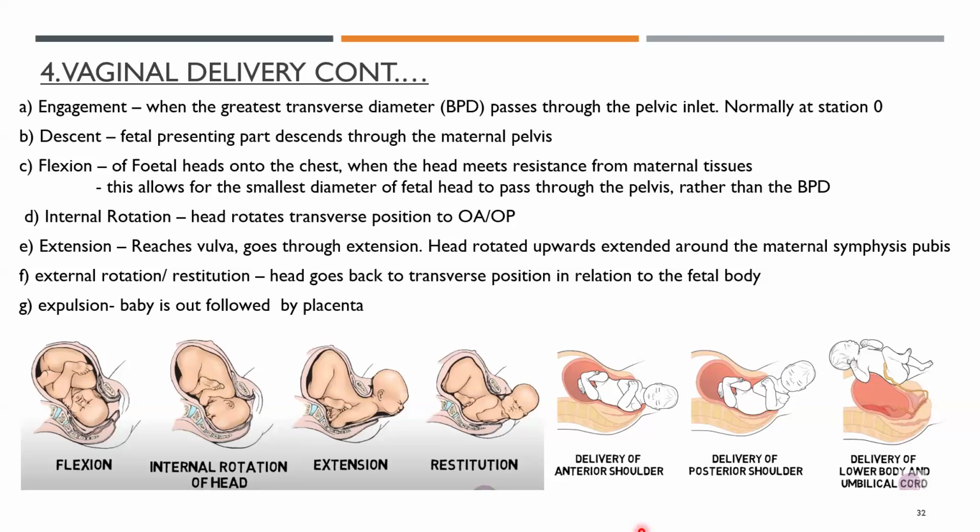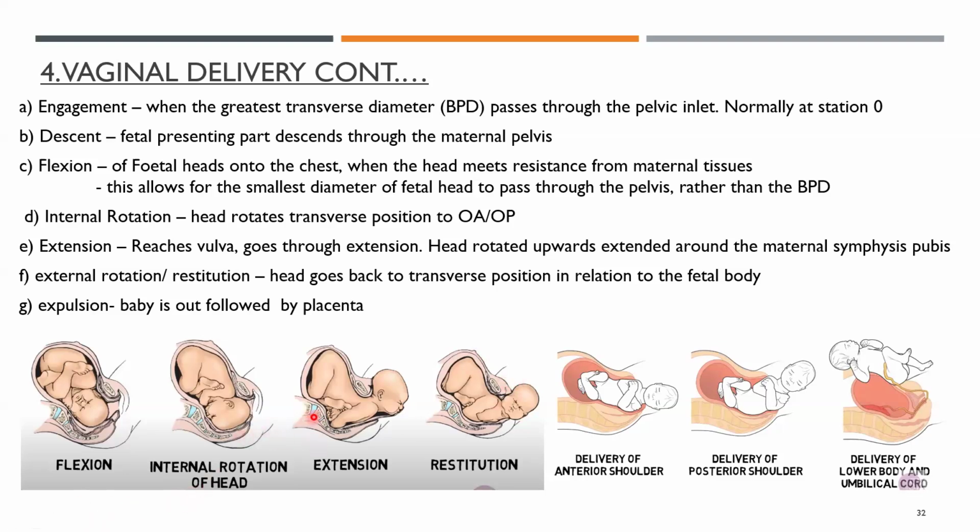When it gets there, there's extension. When it reaches the vulva, the head needs to extend, so that it can push out. This extension will help the baby's head to push out. Once it's out, the head is rotated upwards, in extension around the maternal pubic symphysis.